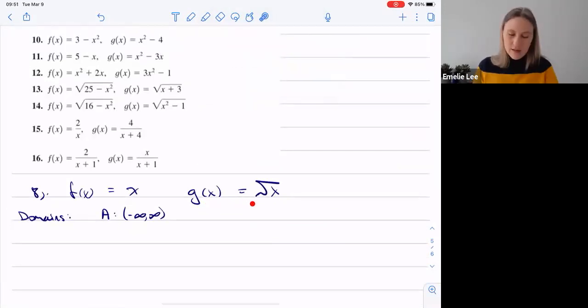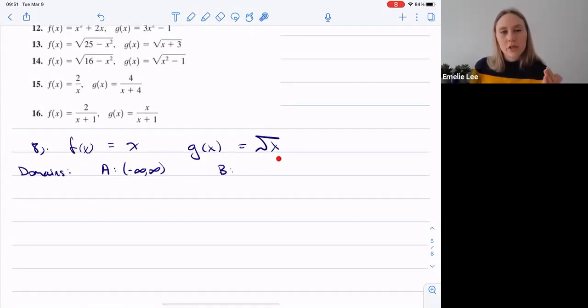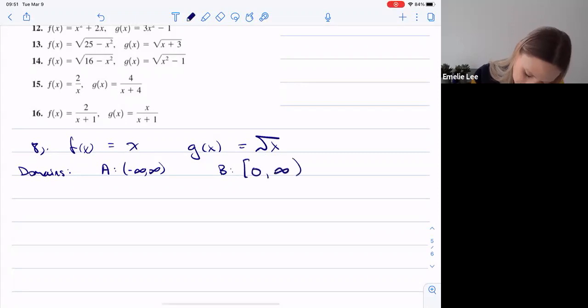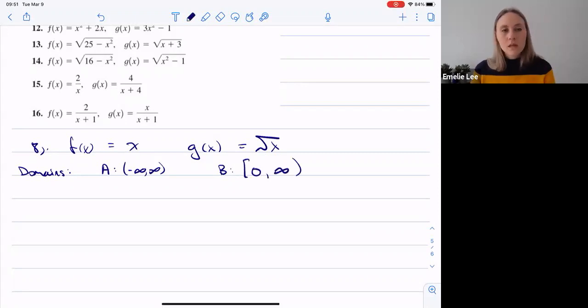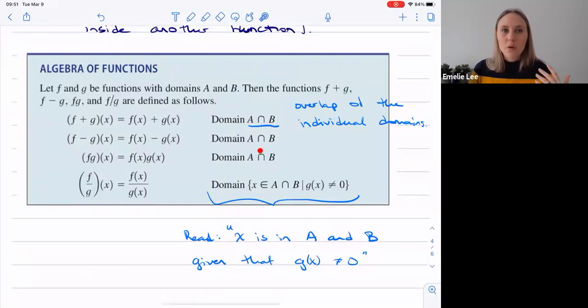So g of x has a domain of b, but b is the set where I have to make sure that x is greater than or equal to 0. I'm allowed to be 0, but I can't take the square root of a negative number, right? So starting at 0 up till positive infinity. Before I find these functions, I want to find the shared domain, because remember, the domain for all these combinations here is a and b. So it's going to cut down on some time if I just find a and b right away.